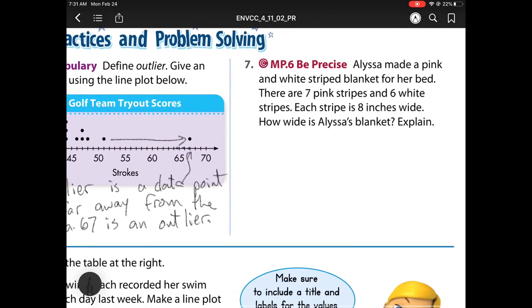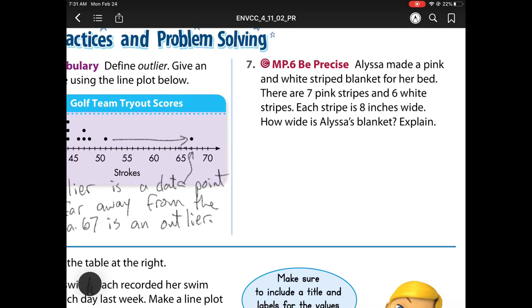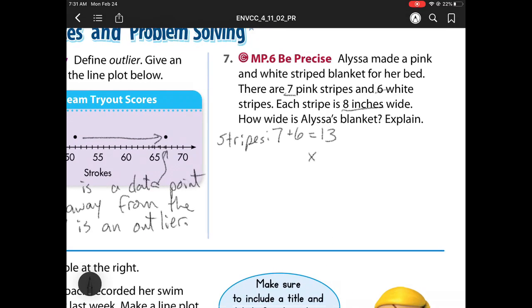Number 7, Alyssa made a pink and white striped blanket for her bed. There are 7 pink stripes and 6 white stripes. Each stripe is 8 inches long. How wide is Alyssa's blanket? Well, we have how many stripes? Let's check. My stripes are 7 pink plus 6 white. So total I have 13 stripes. Now, I have 13 groups because those are my stripes. And how big is each group? Well, each group is 8 inches long. So I have 13 times 8, which when I regroup, I get 104. So how long is it? It's 104 inches.